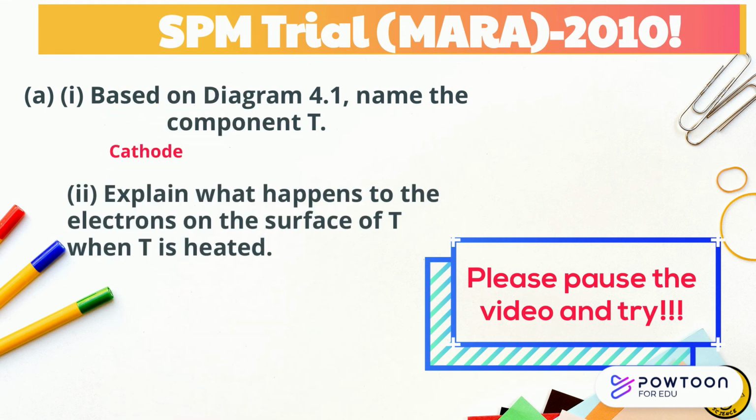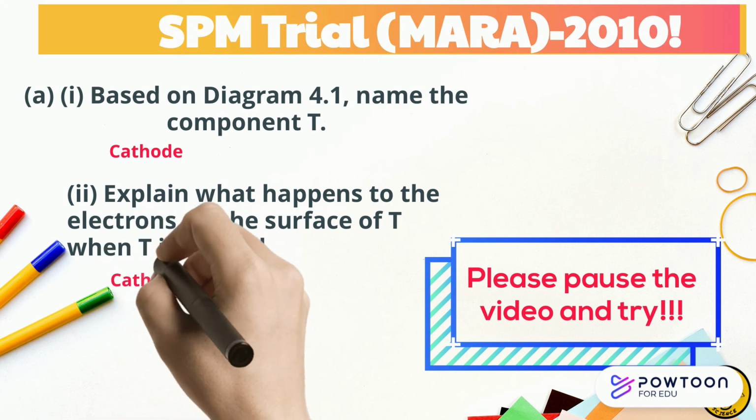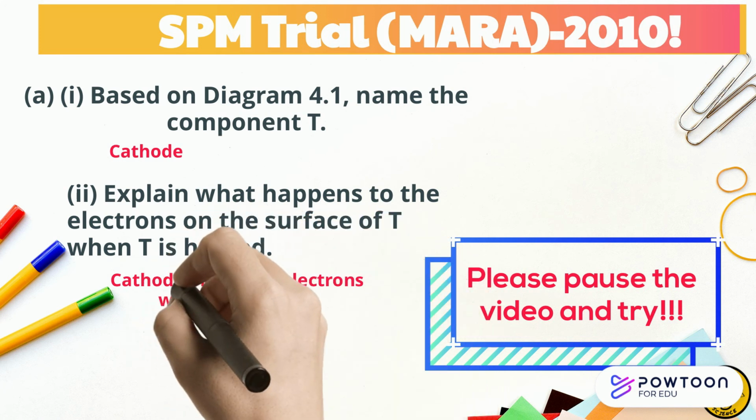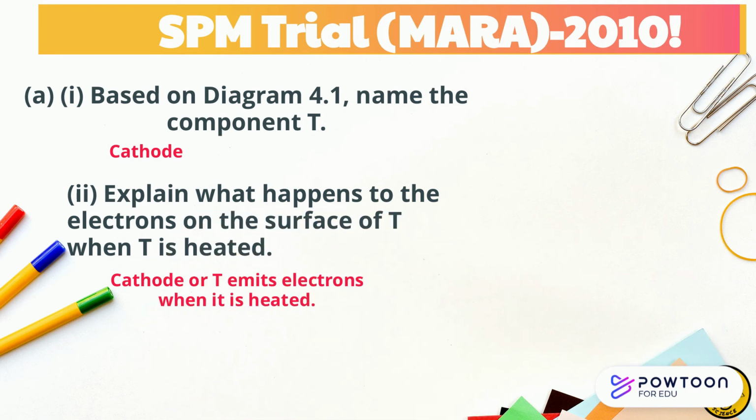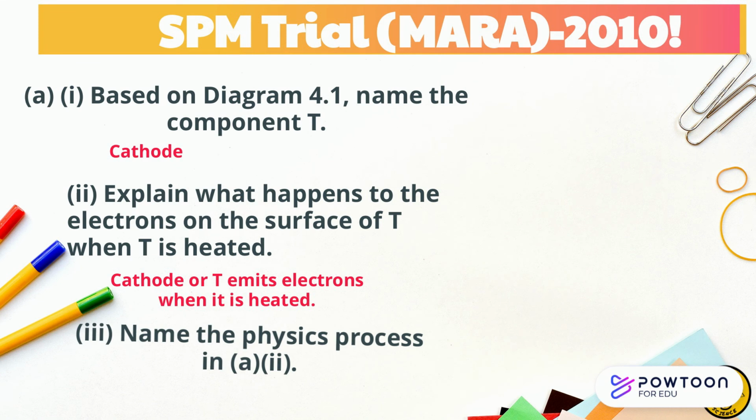Explain what happens to the electrons on the surface of T when T is heated. The answer is T emits electrons when it is heated. Name the physics process in A2. The answer is thermionic emission.